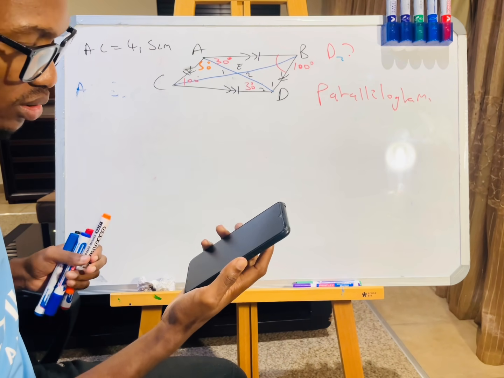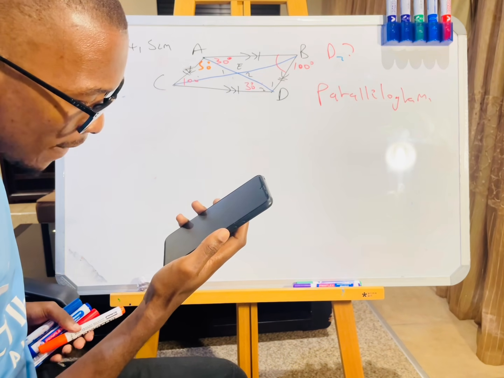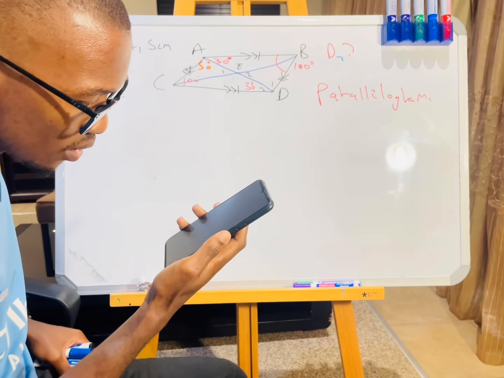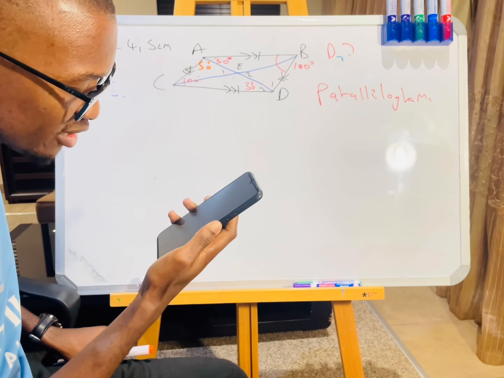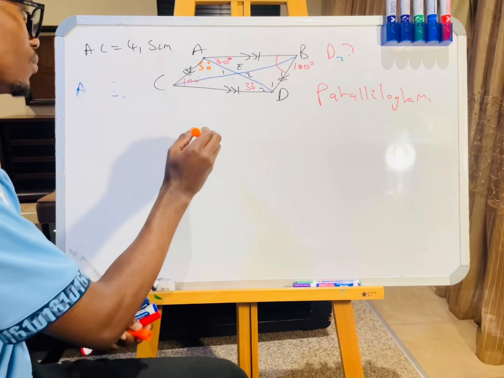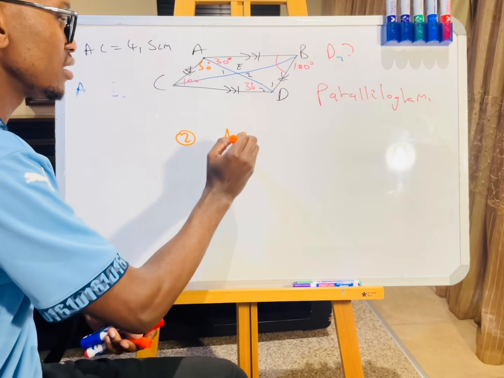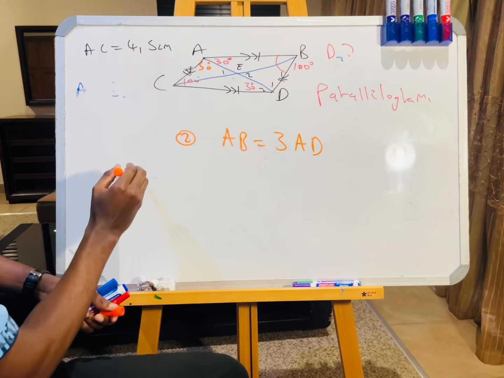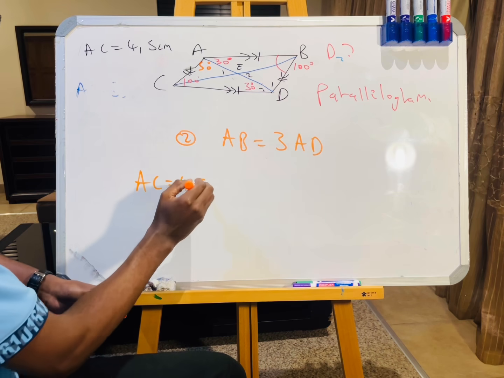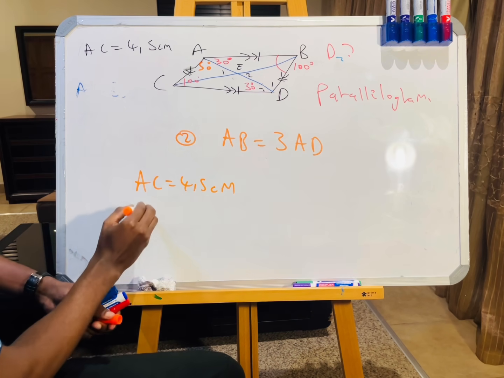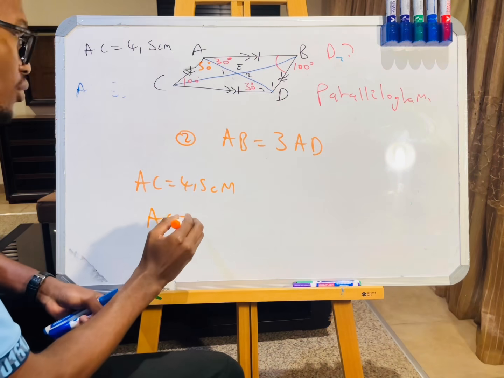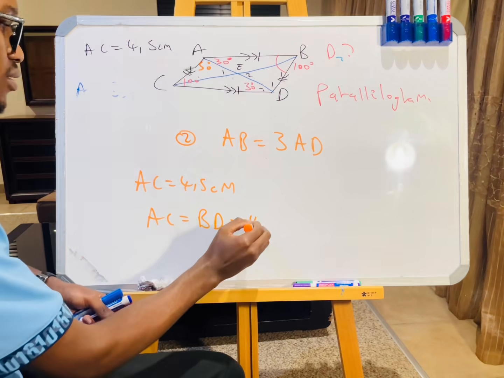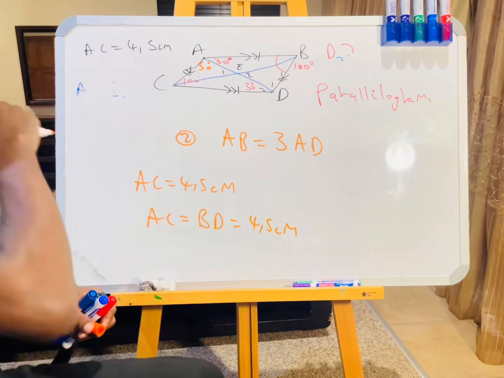Let me check. So they're saying, determine the perimeter of the parallelogram if it is given that AB equals 3AD. So AB equals 3 times AD. Remember, we know that AC equals 4,5 centimeters and AC equals your BD, which they are all equal to 4,5 centimeters.